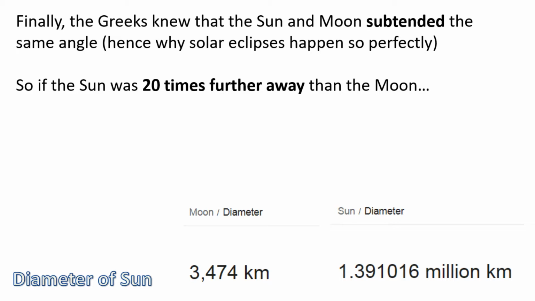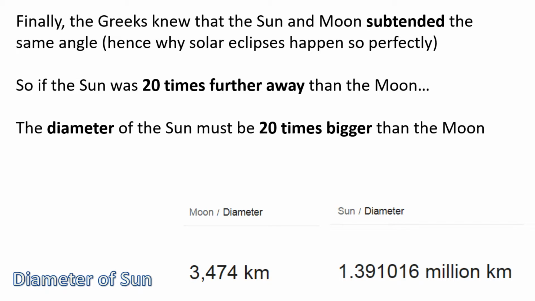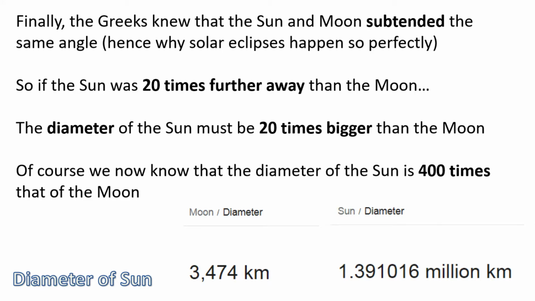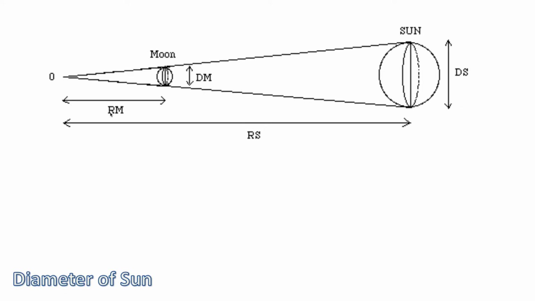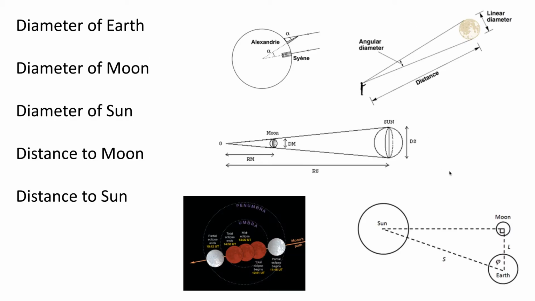So if the sun was 20 times further away than the moon, then the diameter of the sun must be 20 times bigger than the moon. Of course, we now know the diameter of the sun is 400 times that of the moon, which gives you these two numbers. If you take this number and times it by 400, you should get this number right here. So there you can see they subtend the same angle. So if the distance is 400 times different, but they subtend the same angle, then the diameters must be 400 times different as well.